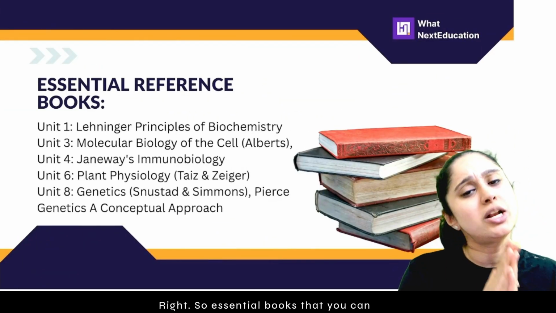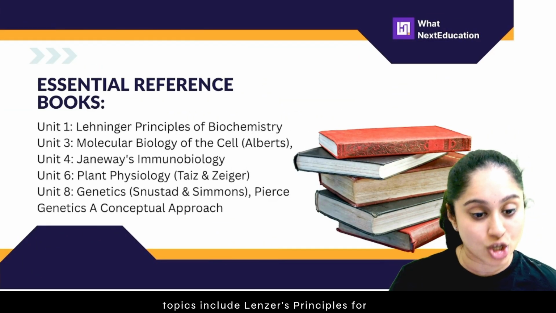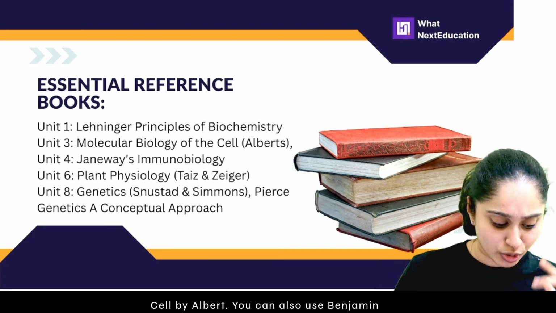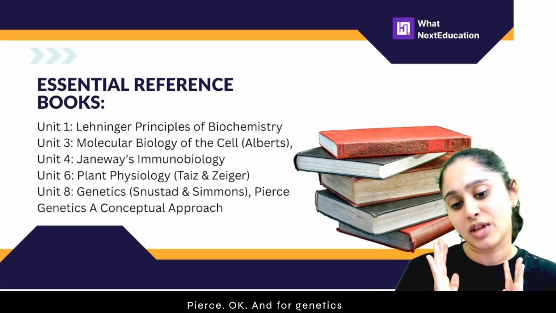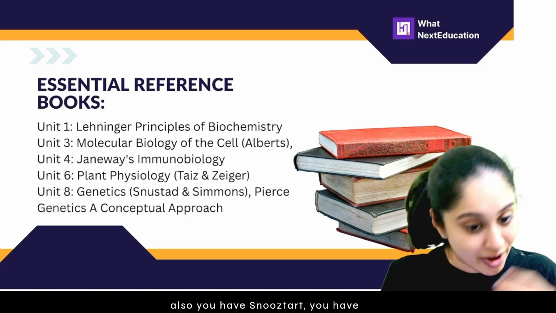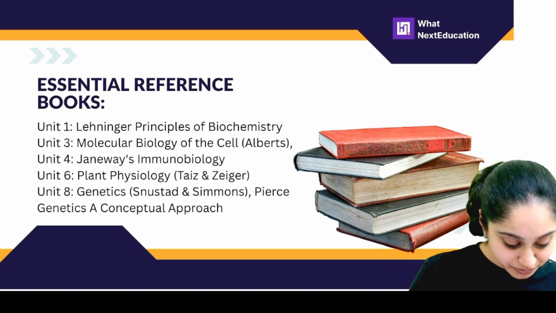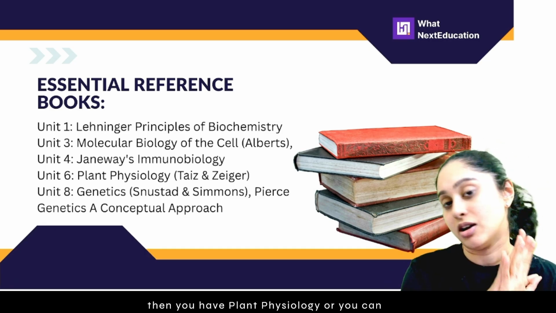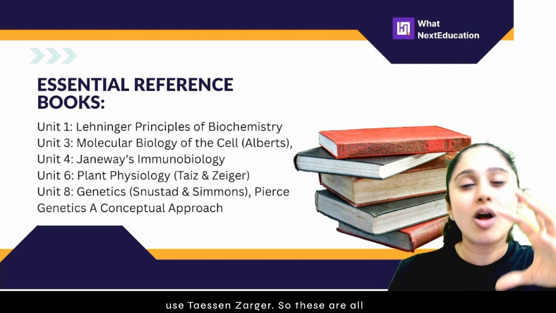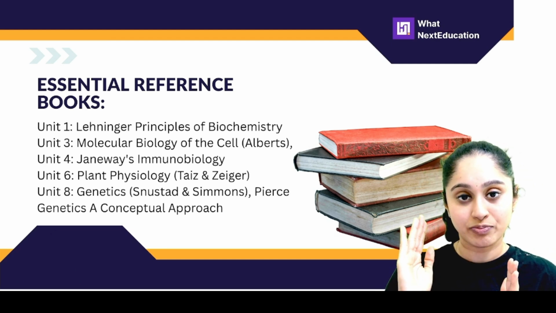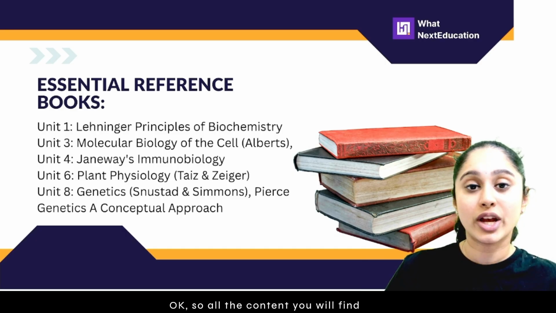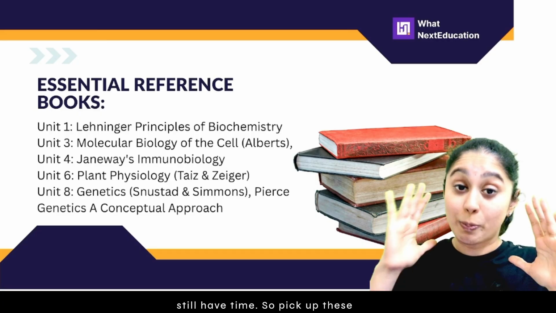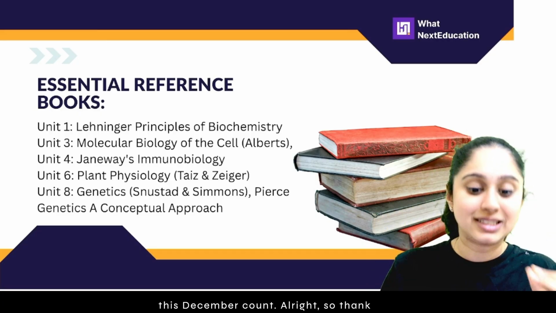All right, so essential books that you can refer for all of these high weightage topics include Lehninger's Principles of Biochemistry, Molecular Biology of the Cell by Alberts. You can also use Benjamin Pierce. Okay, and for genetics also you have Snustad, you have Benjamin Pierce, then you have Janeway's Immunobiology for Unit 4. Then for Plant Physiology, you can use Taiz and Zeiger. So these are all standard books that are religiously followed most of the time. Okay, so all the content you will find there. I know it's difficult, but you still have time. So pick up these reference books and make sure you make this December count.